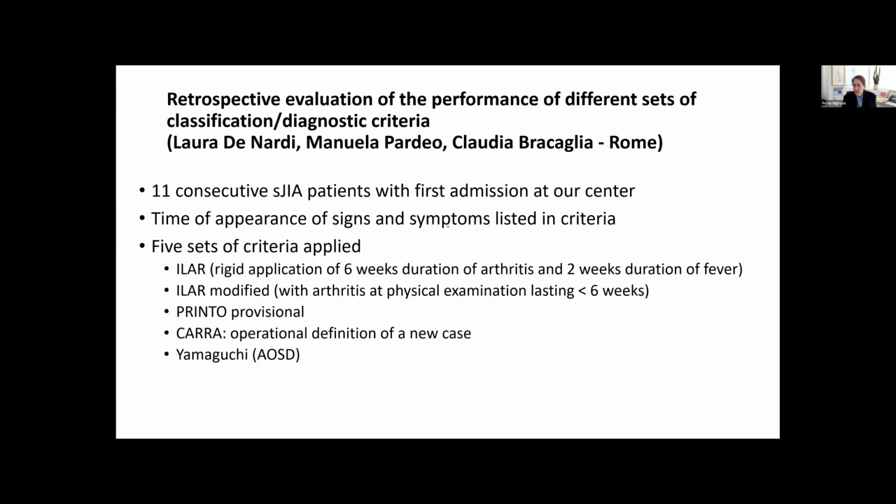So why don't we move on to some data about these criteria, and this will be presented by Fabrizio from Rome. So just before getting to the data, we played around with some of our patients. The ones we have seen from the onset of the disease, and their first admission was at our center, so we could really monitor what was happening.